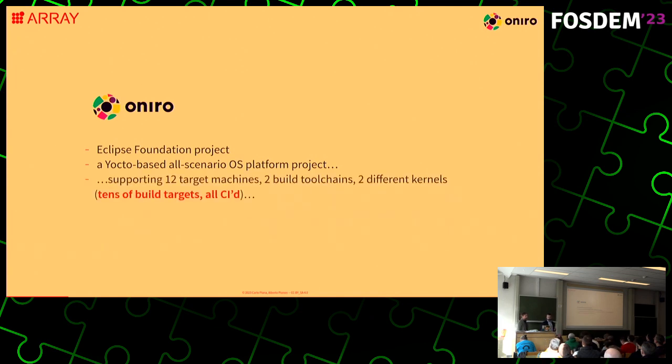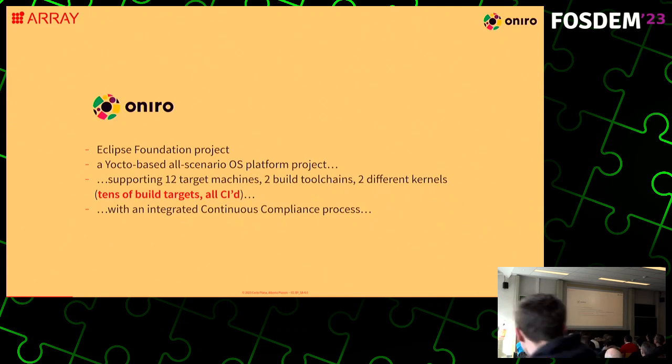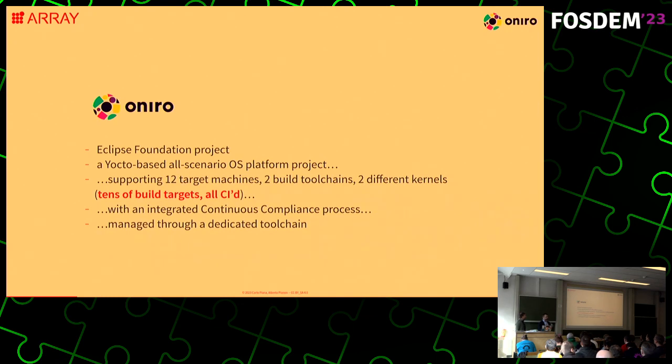It's very complex. The numbers are quite impressive. I cannot run through them, but they are quite long. And everything is based on CI. So everything is CI'd, and we also needed a completely CI'd compliance process. So we needed to build with the existing parts and build the part that did not exist by providing a dedicated toolchain.